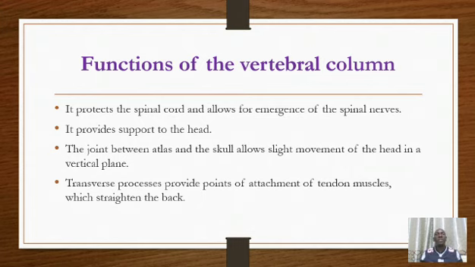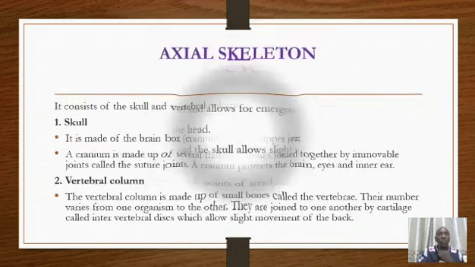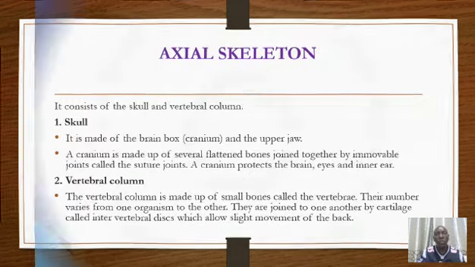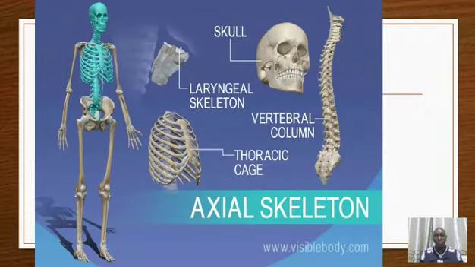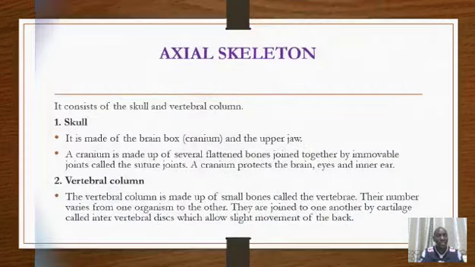Then there is a joint between the atlas and the skull. The first bone of the vertebral column is called the atlas. We're going to come to those bones. Now the skull is seated onto the atlas. When you observe that skeleton, that skull is seated on the first vertebra called the atlas.